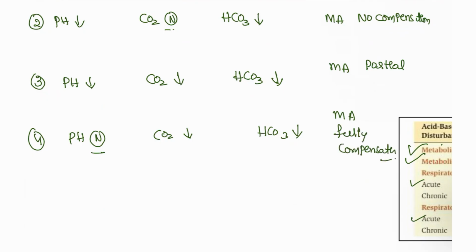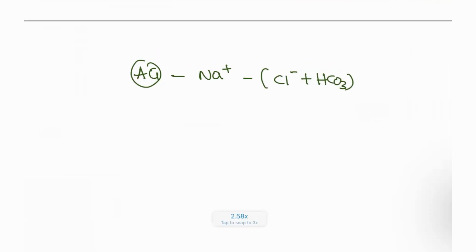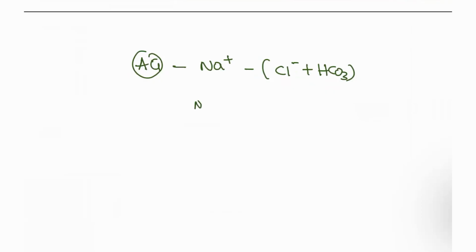Okay, fully compensated. Next, moving on to the anion gap. The anion gap is calculated with the formula: sodium minus the sum of chloride plus HCO3. The normal value is around 8 to 12 milliequivalents per liter. If it is high, it is HAGMA, and if it is low, it is NAGMA.